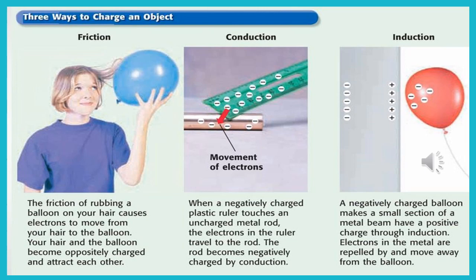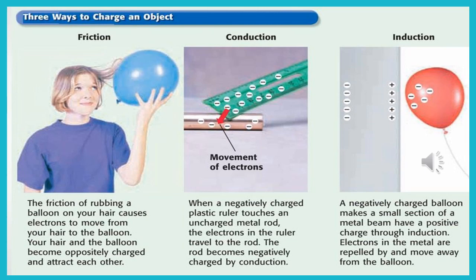There are two other methods of charging we will discuss in this session. One is conduction and the other one is induction. In the process of conduction, when a negatively charged plastic ruler, as shown in the picture, is touching or coming in contact with an uncharged metallic rod, the free electrons in the ruler travel to the rod.